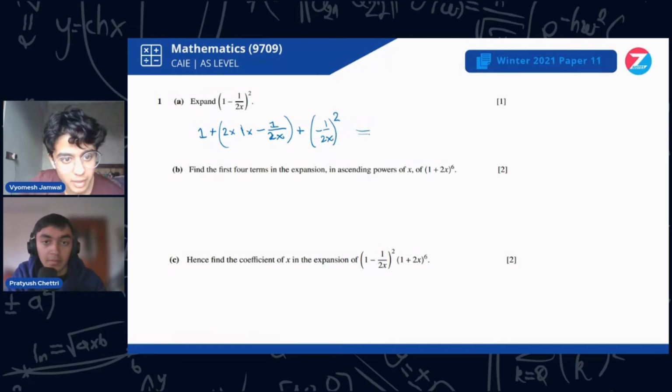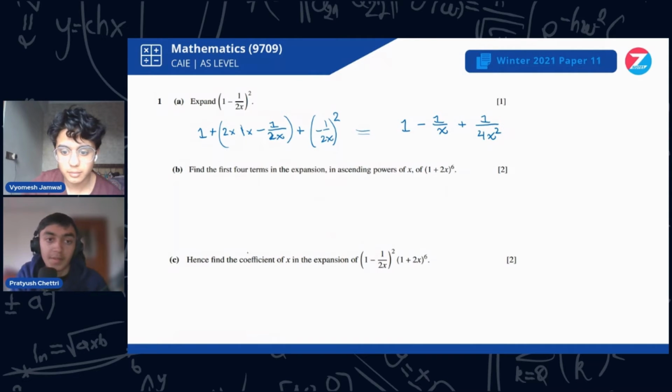And so when we expand this, it's just going to turn into 1 minus 1 upon x plus 1 upon 4x squared. Nice. You want to do the next one as well?